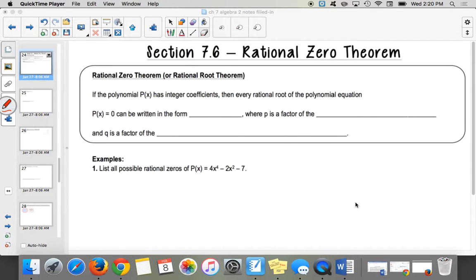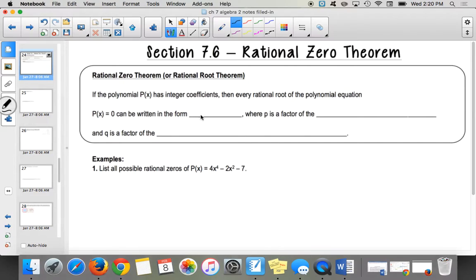Okay, so section 7.6 is the rational zero theorem, or you might sometimes hear it called the rational root theorem, okay? And it looks a little confusing when you see it all written out. It says if the polynomial p of x has integer coefficients, then every rational root of the polynomial function can be written in the form p over q, where p is a factor of the constant term. So that's going to be the number on the end. And q is a factor of the leading coefficient.